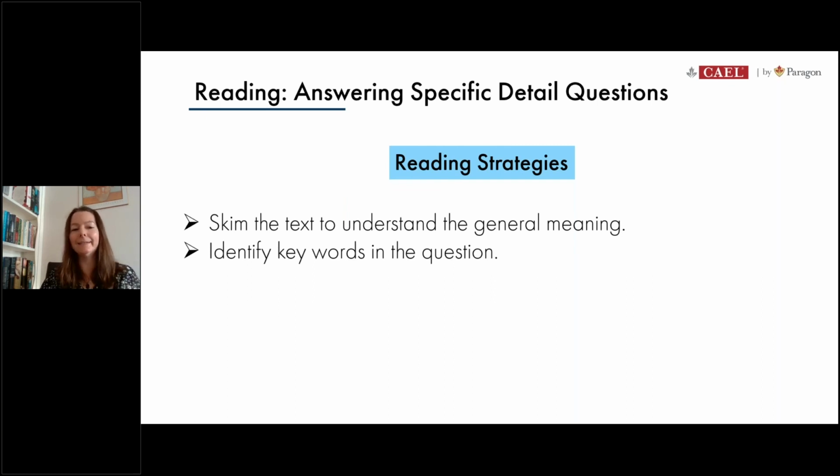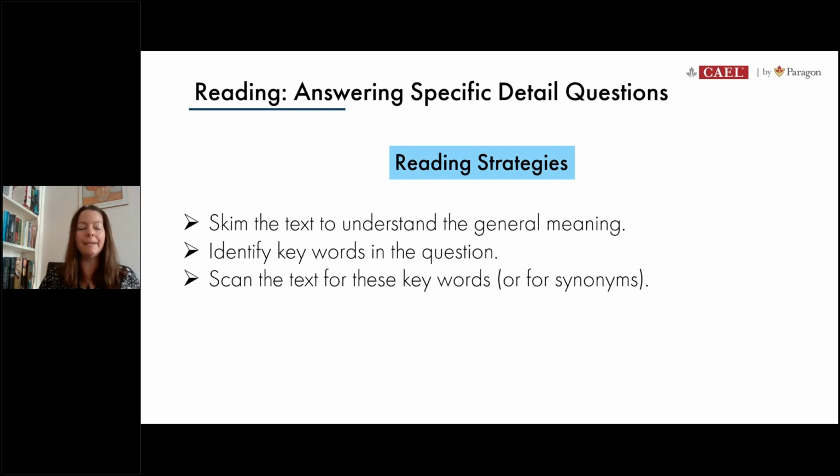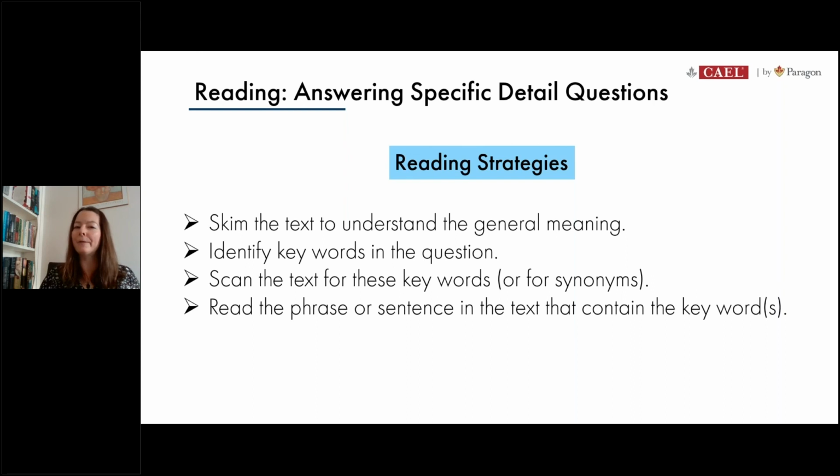You're going to identify some keywords or some important words in that question, and then you return to the text, and you're going to scan it looking for those words, or perhaps even for synonyms of those keywords. And once you've found that keyword in the text itself, it's wise to read the sentence, or at least part of that sentence, where the keyword is located, because that's generally where the answer is going to be.